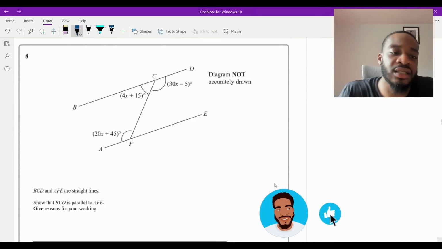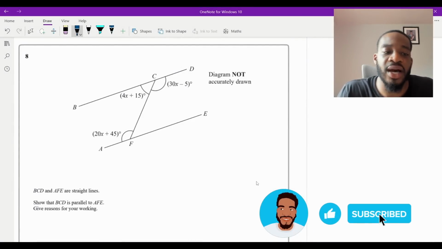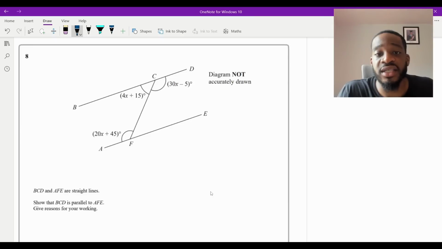Okay, so question 8 says BCD and AFE are straight lines. Show that BCD is parallel to AFE. Give reasons for your working. And this is a 5 marker. So what do we have here? We've got a couple of lines and we've got angles expressed algebraically.